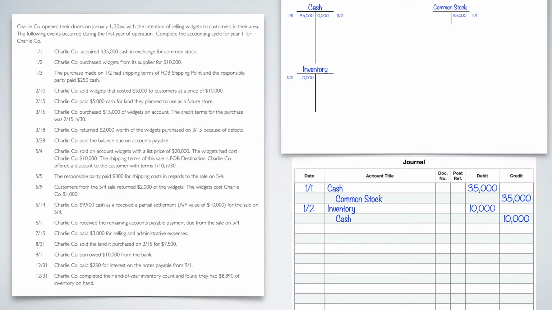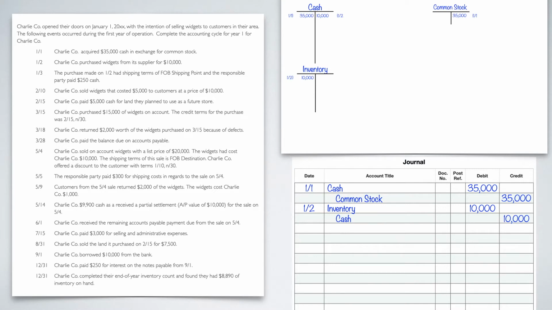All right, let's look at January 3rd. The purchase made on January 2nd had shipping terms of FOB shipping point, and the responsible party paid $250 cash. In this one, we need to know who the responsible party is. FOB shipping point, if you remember, is the buyer's responsibility, because the buyer assumes liability from the point of shipment all the way through transportation to the destination. We are the buyer, because we are the ones that bought the inventory to be shipped to us. So if it's the buyer's responsibility and we are the buyer, then we're the ones paying it.